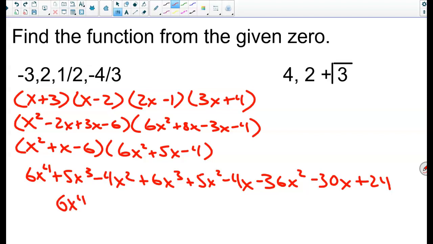6x to the fourth, 5x cubed and 6x cubed is 11x cubed. Negative 4x squared and positive 5x squared is an x squared. Minus 36x squared is negative 35x squared. Negative 4x and negative 30x is negative 34x. And then plus 24.